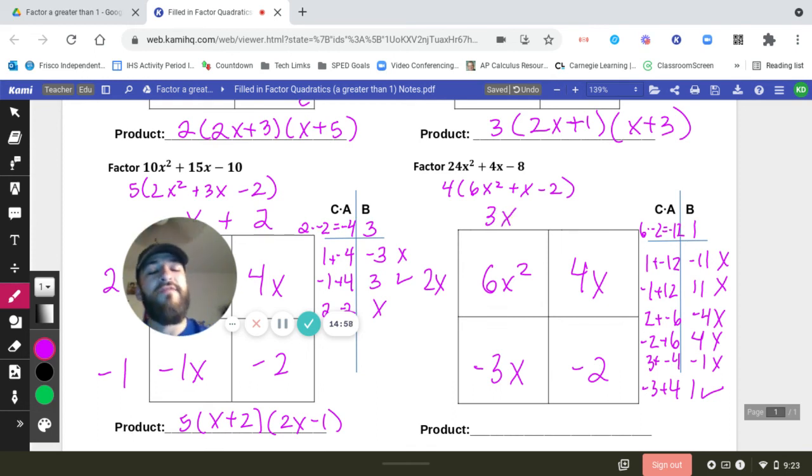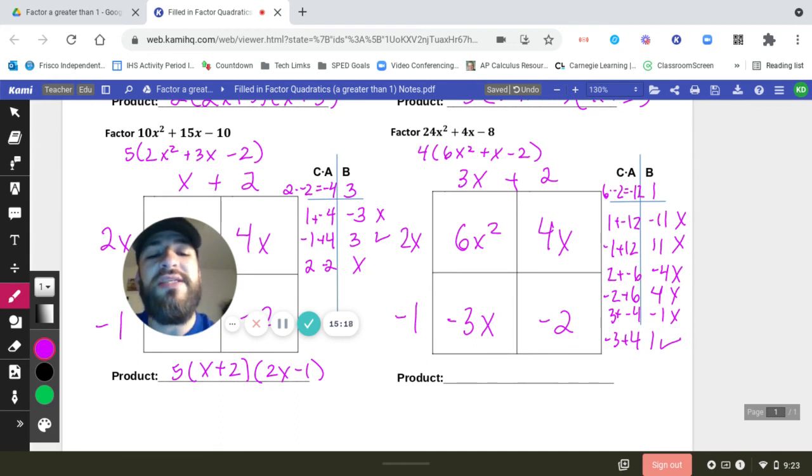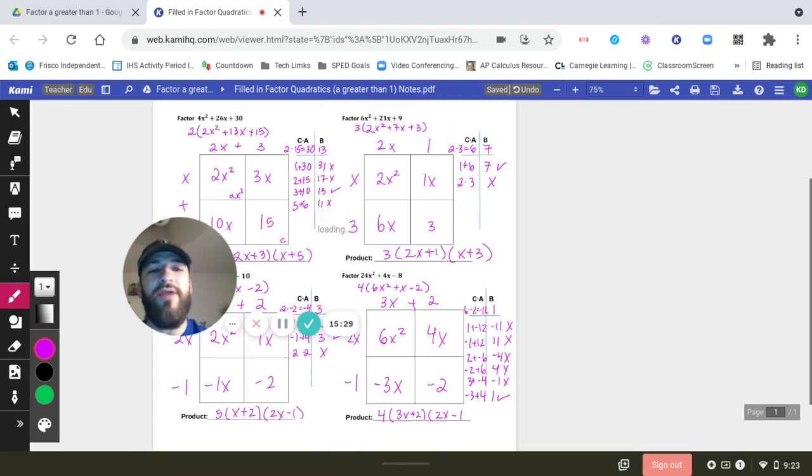Okay, 4x and negative 2. Can't take an x out of both, but I can take a 2 out of both. So we get 2 out here on the outside. And then negative 3x and negative 2, both prime, so I can't take a number out, but they are both negative, which means I can take negative 1 out. So then we get the 2 factors plus our GCF, so 4 in the front, then 3x plus 2, along with 2x minus 1. All right, y'all, and that is factoring a is greater than 1.